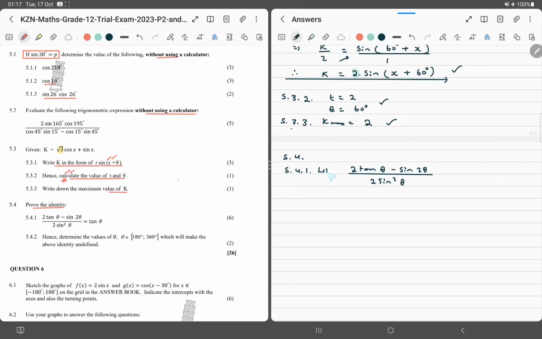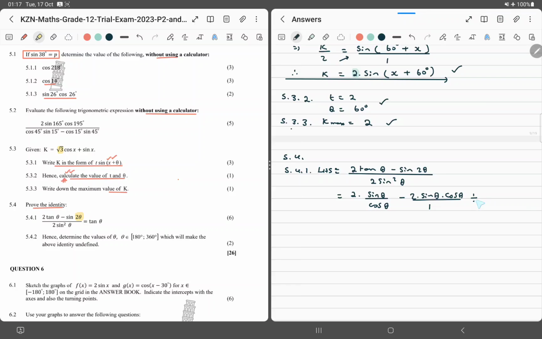I'm just going to write here the left hand side is equal to that, right? Because when we're proving an identity, you always select the complicated side. Those double angles are the clue, because this is already too simple. Then now we've got here 2 times tan of theta, which is basically sine theta over cos theta, minus this one, which is going to be 2 times sine theta cos theta, and obviously that is all going to be over 1.